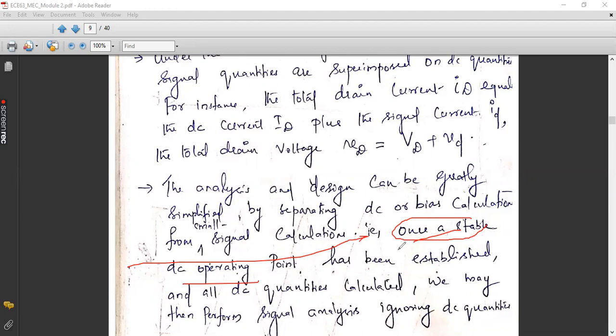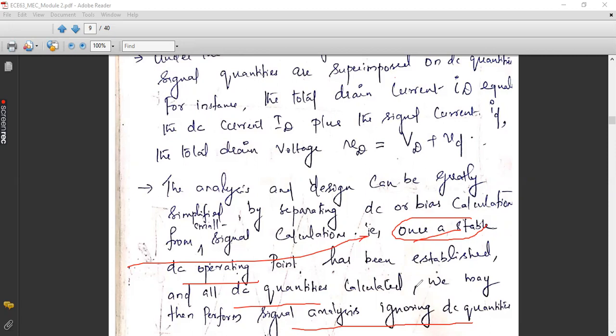So once it is established, then all the DC quantities we will calculate. DC quantities in the sense the DC voltage and DC current, all those we will calculate. That is nothing but your Q point or bias calculations. Then we may perform the signal analysis ignoring the DC quantities. So once it is fixed and established, we will go for the signal analysis ignoring the DC quantities. All the DC quantities will be ignored and the effect of AC alone will be considered to calculate the voltage gain and other parameters of the output, and later we will combine the effect of DC and AC together.